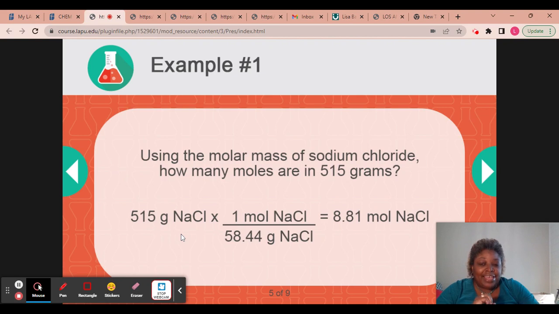Once we have the mass for a particular compound, just like we did for week 1, we can go from grams to moles or moles to grams using the mass for the entire compound. So in this example, we have 515 grams of sodium chloride times 1 mole of sodium chloride over 58.44 grams of sodium chloride. We're going to divide these two numbers. We get 8.81 moles of sodium chloride. Remember, you're not using the 1 to determine the significant figures.